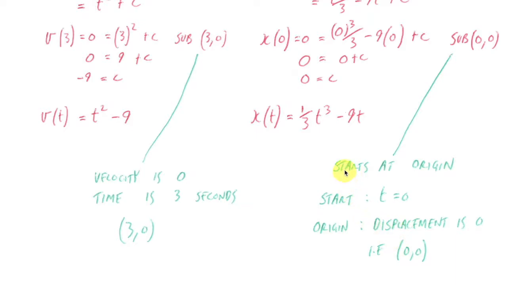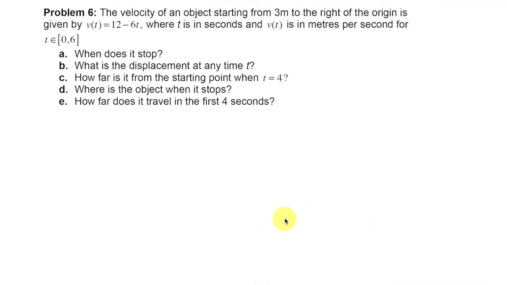And as I said here, we start at the origin, time is 0, so therefore we are making use of the point 0, 0. So in question 6 here, or problem 6, we have the velocity of an object. It starts 3 meters to the right of the origin and is given by v of t equaling 12 minus 6t, where t is in seconds and v of t is in meters per second. And we are considering time being between 0 and 6.